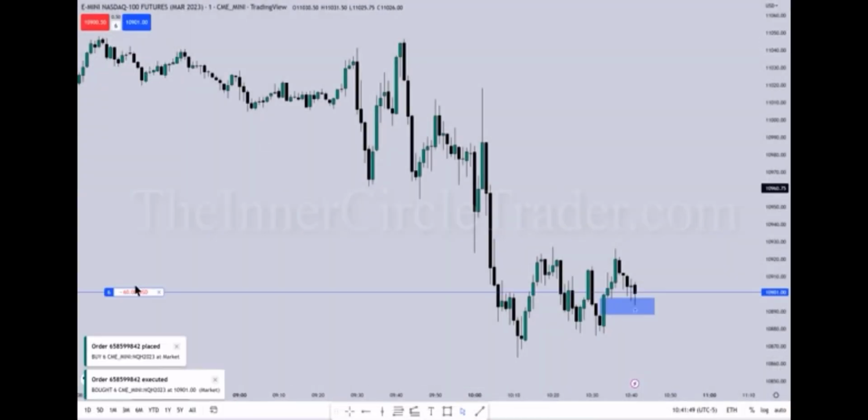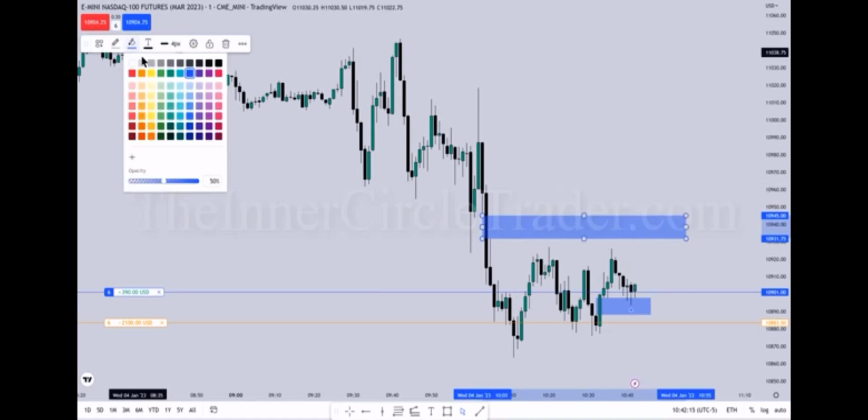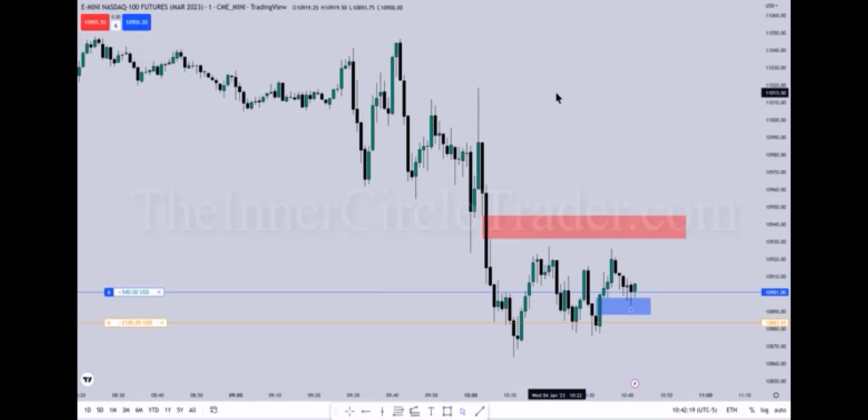All the logic as to why I'm anticipating it. I'm going long here. You can see the actual orders. And don't be discouraged by the 2100. That's actually 2.1% risk. Okay, it's based on a $100,000 paper trading account.